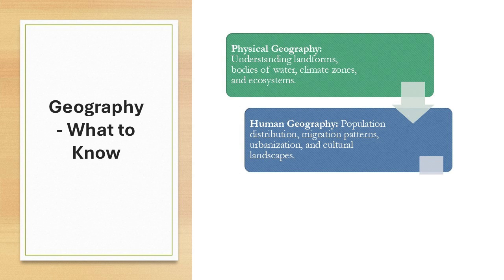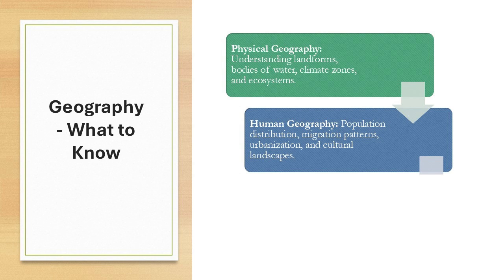This includes the study of population distribution, migration patterns, and urbanization. For instance, population distribution shows where people live and why certain areas are more densely populated than others. Factors like climate, economic opportunities, and access to resources like water can influence where people settle.